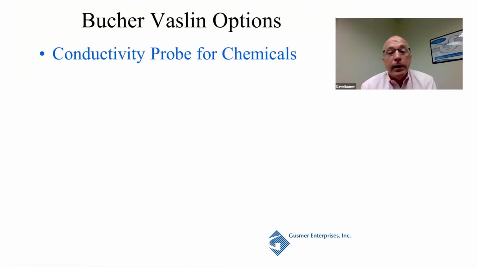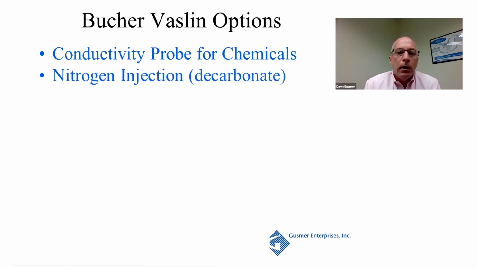There are some options you can get. These are not standard, but we can certainly quote you on a conductivity probe. This would check for any chemicals after your cleaning cycles to make sure we're not mixing caustic with your wine. You can do nitrogen injection. There's an option if you want to degas your wine. Please note, this is different from, we push the wine with nitrogen. So we're never going to oxidize your wine.